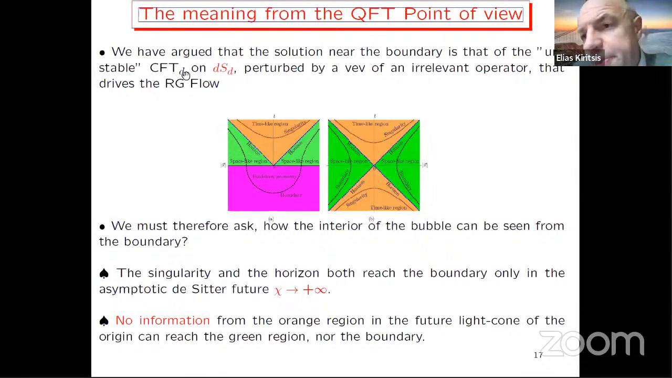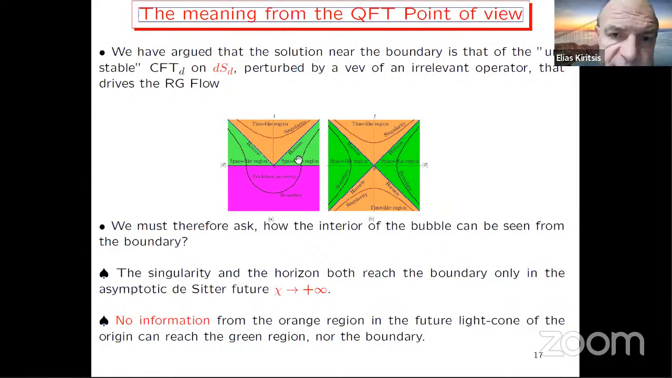Now I would like to interpret this solution from the quantum field theory point of view, because people have tried to do this before, and because our interpretation and our conclusion are different. What I argued so far is that the solution here in the green patch, which is the same as here, is basically, from the point of view of the quantum field theory, a flow from the unstable CFT defined on de Sitter space and driven by the vev of an irrelevant operator.